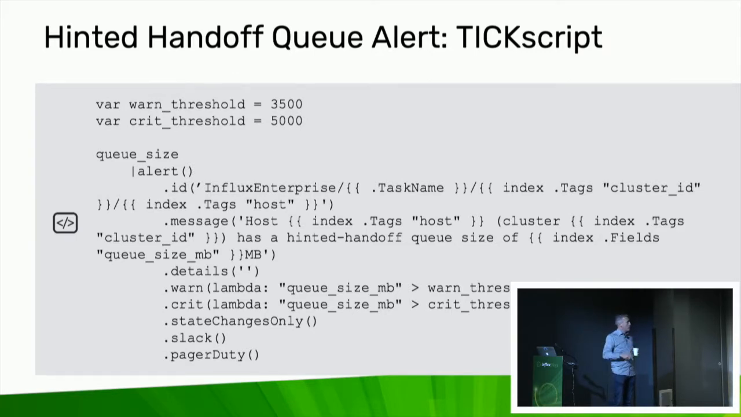So we've got warning and critical, and then you see in this case, the Slack and PagerDuty alert endpoints are listed down there.